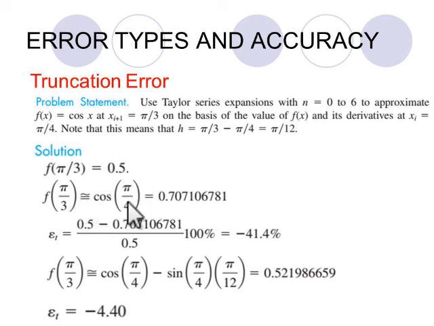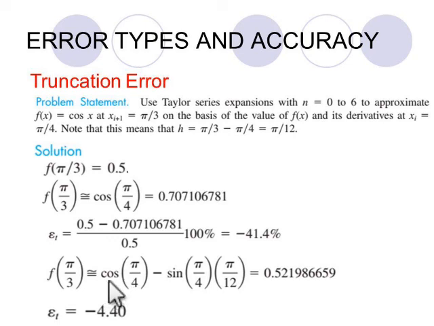And when we calculate the zero order term, it is cosine pi divided by 4. So pi divided by 4 is 45 degrees. And as a result, this is the approximated value. Therefore, the relative true error is minus 41.4%. We can easily calculate it.